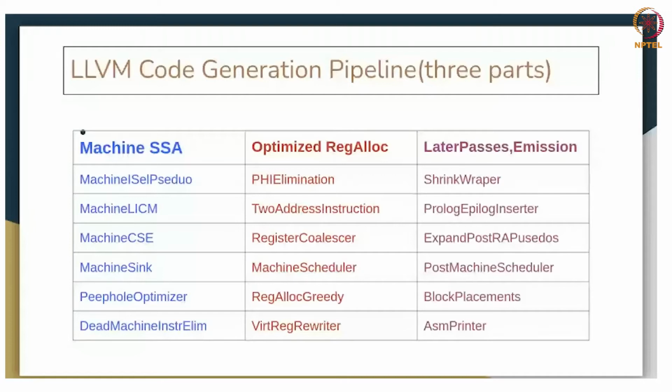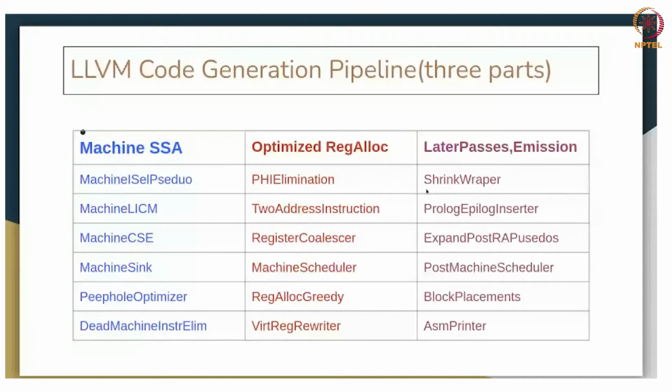Then register allocation, like there is the PHI eliminator. We are moving away from SSA, so you have to eliminate PHI. Then two-address instruction, register coalescer or machine scheduler. There are some register allocator and virtual register rewriter, and they are not given in any order, so the order does not matter. The order is not correct in this table.